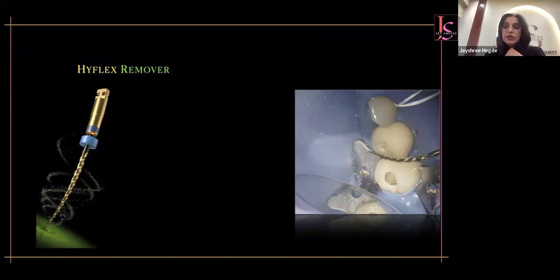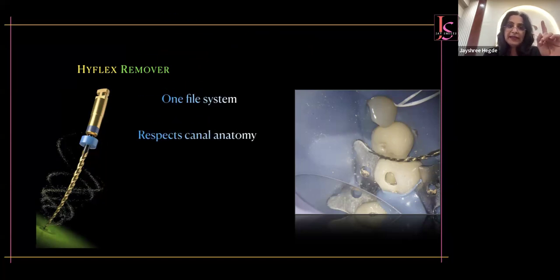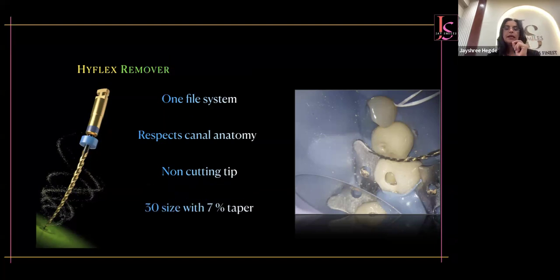So what I like to use is the HyFlex remover. It is a flexible instrument, not very stiff, and it is a 7% taper. You have only one file in that. It respects the anatomy because of its curve. You can see on the right side how I have curved the instrument, and you can curve or bend the instrument with your finger itself. It has a non-cutting tip, so it's not very aggressive. It's not going to make any ledges. And it respects the anatomy. You get only one size, that is the 30 size with 7% taper.